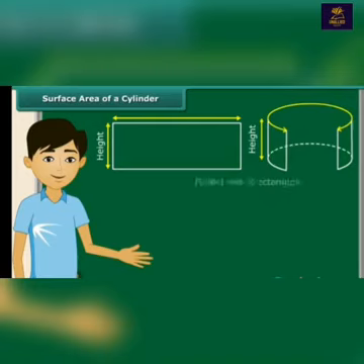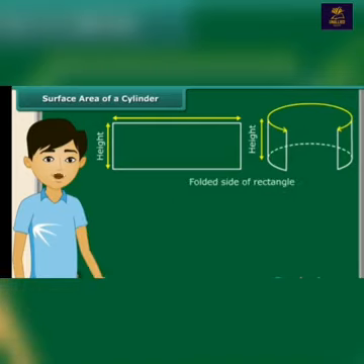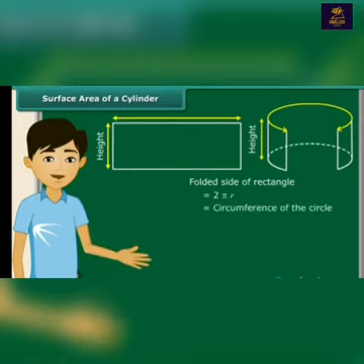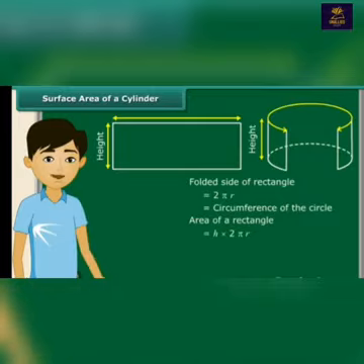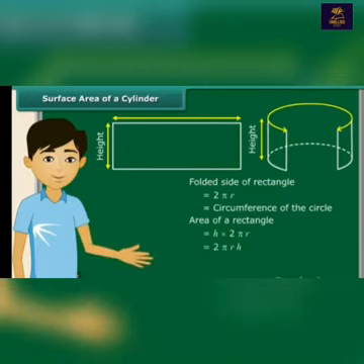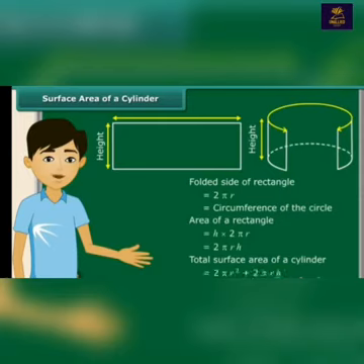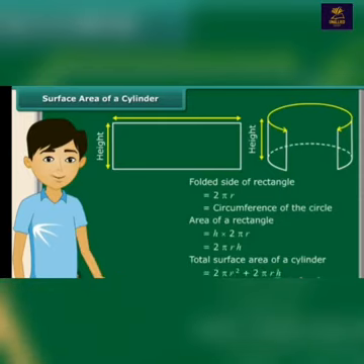Thus, the folded side of the rectangle must be equal to 2 pi r, which is the circumference of the circle. To get the area of the rectangle, multiply h by 2 pi r, and that is equal to 2 pi r h. Therefore, the total surface area of the cylinder is equal to 2 pi r square plus 2 pi r h.